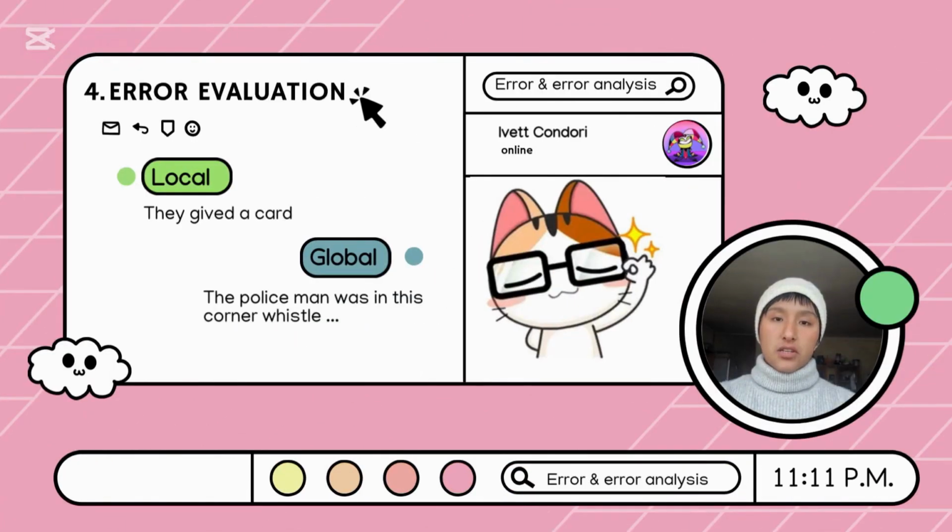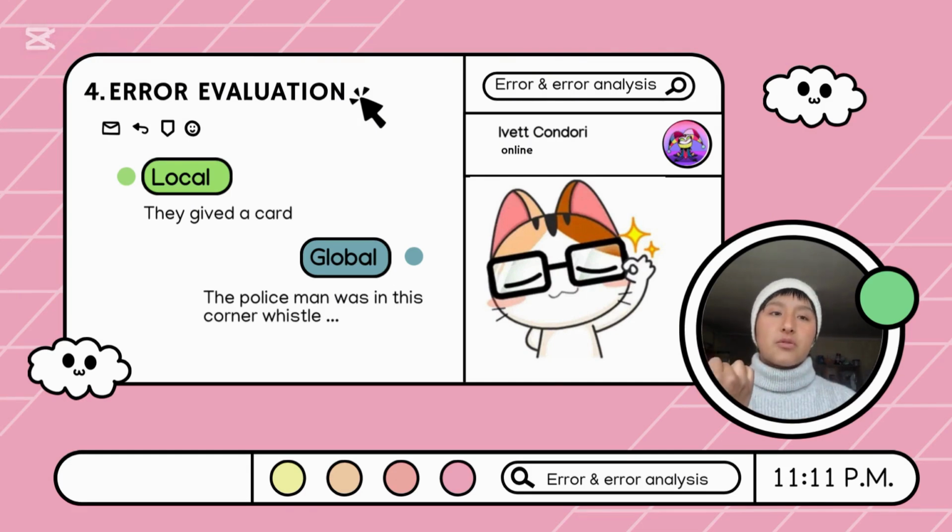Finally, we have stage number 4, error evaluation. For this, we also have two possibilities. An error could be local or global. It is local when it only affects a word in the sentence. For example, "they gift a card." It's still comprehensible.